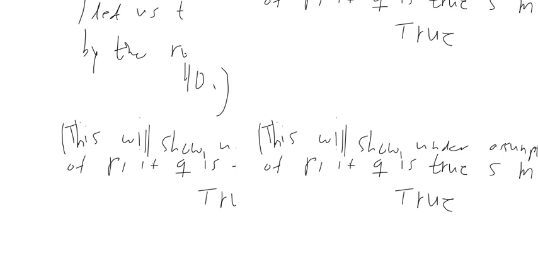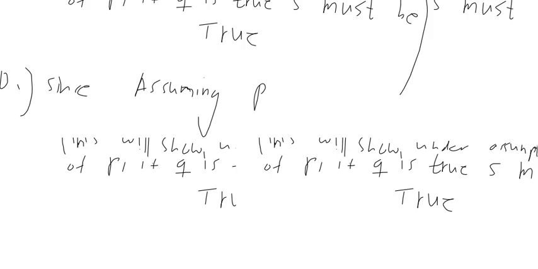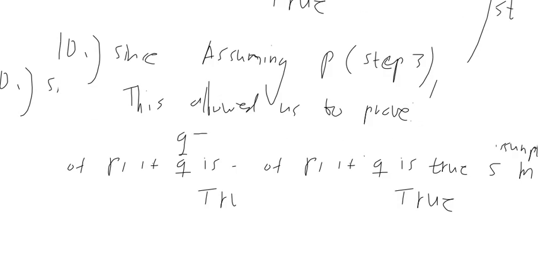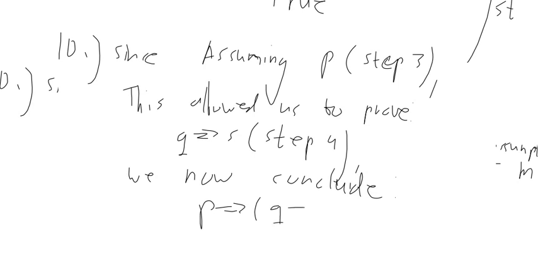Final step now, step 10. Since assuming premise P from step 3 allowed us to prove that Q implies S, from step 9, we now conclude that P implies, in parentheses, Q implying S.